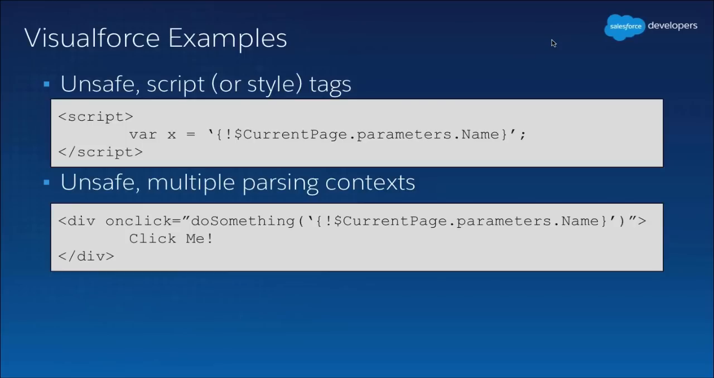Lastly, we have unsafe multiple parsing contexts. In this case, even though your user input is technically inside of HTML, it is also inside of a JavaScript handler inside the HTML tag. This is what we mean by multiple parsing contexts. When the browser encounters this, it's going to parse the HTML tag first, then it's going to encounter JavaScript and parse the JavaScript. When the browser is doing multiple parsing contexts, you need to ensure that you do the proper order of encoding. Fortunately, we provide an encoding function that makes this very simple.